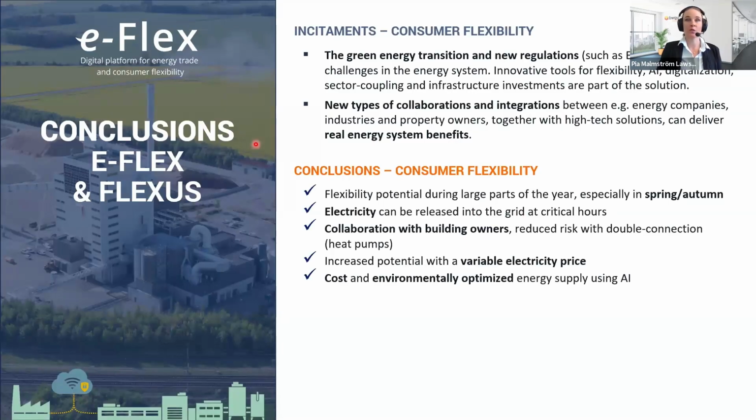So here are some of the conclusions. There is a lot of flexibility potential during large parts of the year, especially in spring and autumn, that can be used, and electricity can be released into the grid at critical hours. There is a reduced risk with double connections, and of course, increased potential with a variable electricity price. And also this cost and environmentally optimized energy supply using AI.